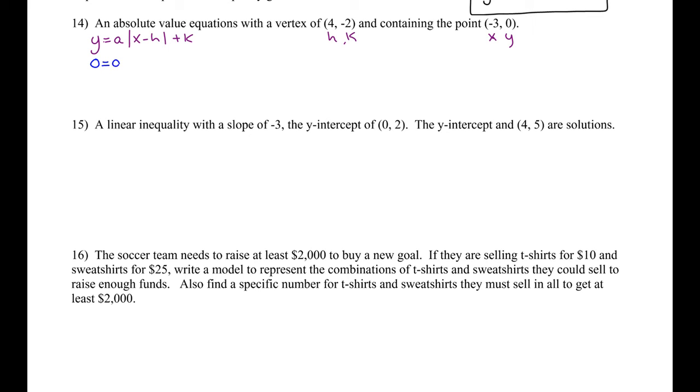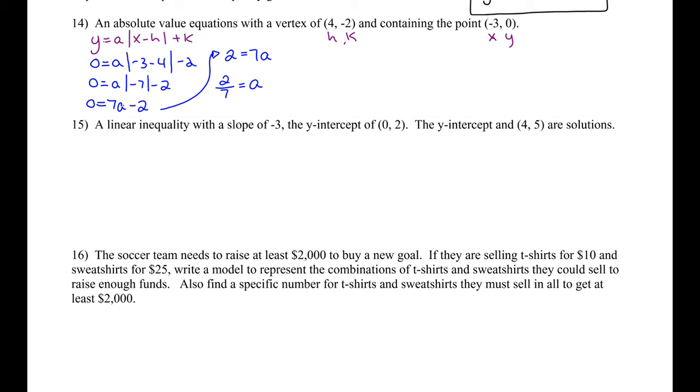So I have 0 is equal to a times the absolute value of negative 3 minus 4, and instead of k, I'm going to use negative 2. So we're going to go through and simplify inside the absolute value. Then I'm going to take the absolute value of negative 7. Absolute value of negative 7 is a positive 7. The absolute value symbols work similar to parentheses, so it's being multiplied to the a. So this simplifies to 7a minus 2. So if I add 2 to both sides and then divide by 7, I get an a value of 2 over 7.